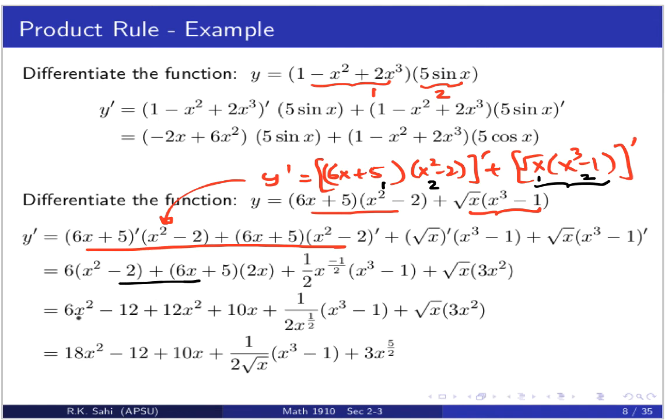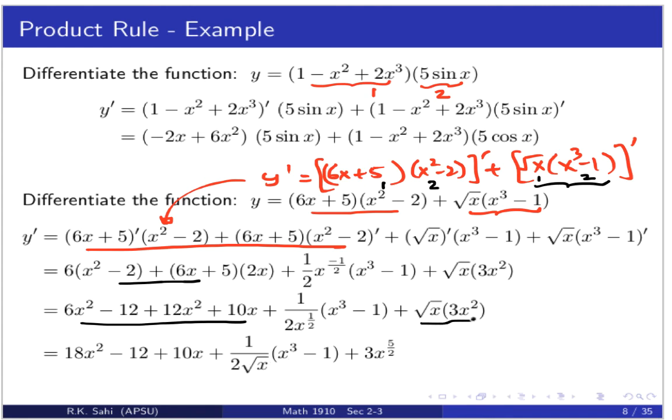So what we get is 6x squared minus 12 plus 12x squared plus 10x. The second one, I'm just writing in a much nicer looking form, 1 over 2x to the half, times x cubed minus 1, and this other one is root x times 3 times x squared. Then in the last line, I have gathered the x squared terms from the first four terms together, and we get 18x squared minus 12 plus 10x. And instead of writing 2x to the power half, I'm writing it in the proper radical form, 1 over 2 square root of x, times x cubed minus 1.